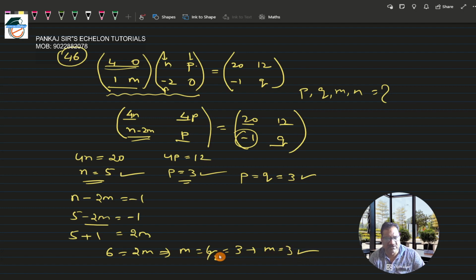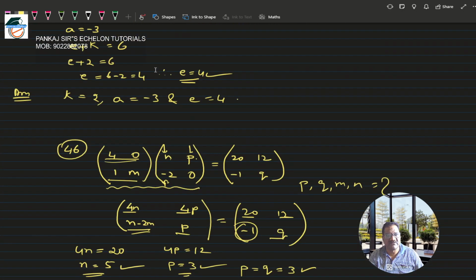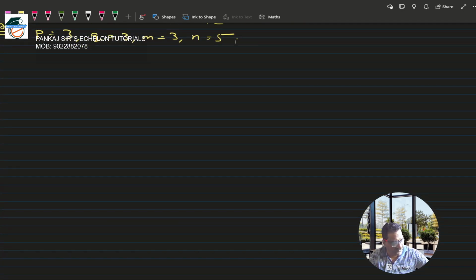So all the answers I've got now. Okay, so let me write them together. Answer will be p is equal to 3, q is equal to also 3, m is equal to also 3, and n is equal to 5. Now these are my answers for question number 46. And in the book for 46, the answer is m is equal to 3, n is equal to 5, p is equal to 3, and q is equal to 3. Perfect. So these are the answers which are very much matching with our answers. Okay, so that was question number 46. Let us quickly move on to question number 47.